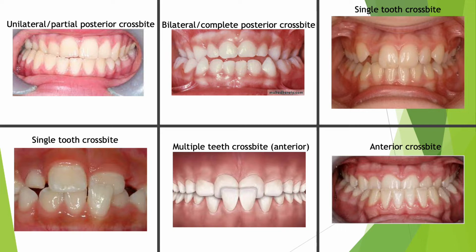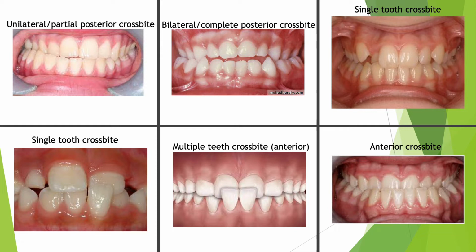Another situation can be a bilateral or complete posterior crossbite. Again, the next picture just adjacent to it. See, both sides are involved, because both the back upper teeth, I should say, are inside the lower back teeth, and it is at the back segment. That is why it is a posterior crossbite. So again, it is a bilateral or complete posterior crossbite.